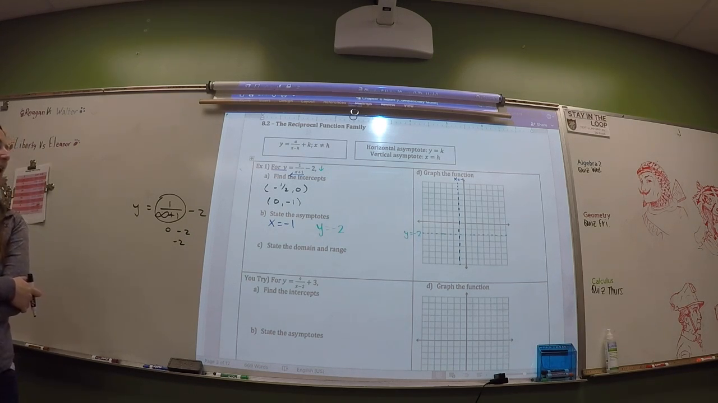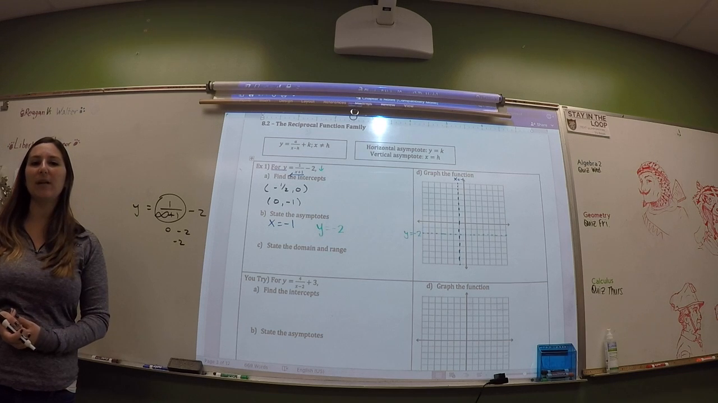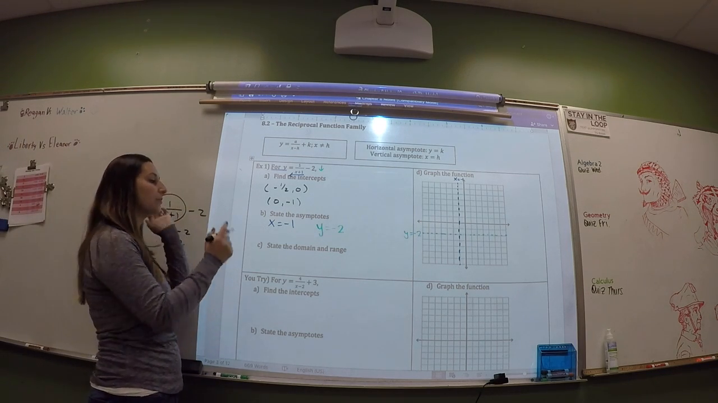So we're gonna state the domain and the range. Now, if you have your asymptotes, the domain and range are kind of easy. Whatever your asymptotes are, those are essentially your domain and range.